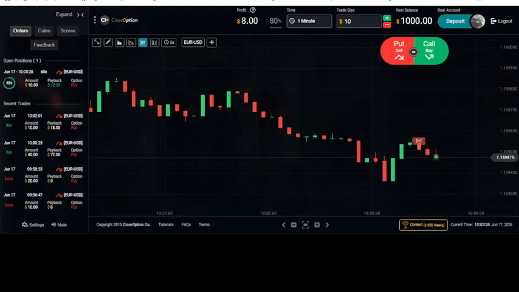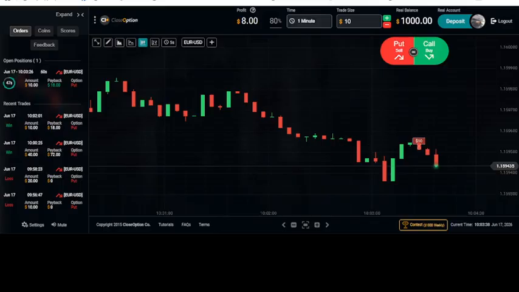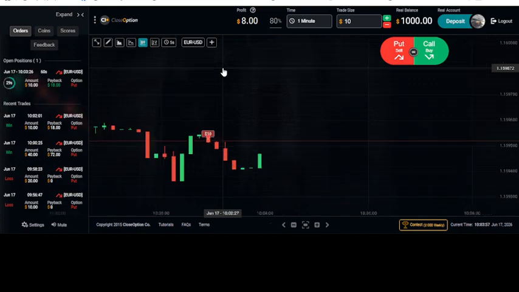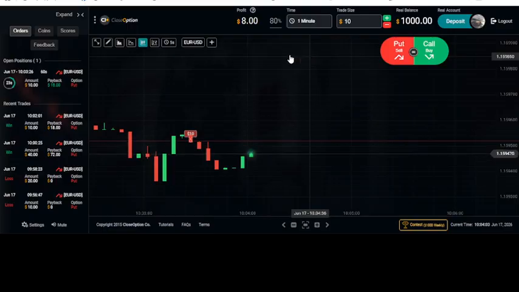Okay, so the technical indicator is still telling us here on the 1 minute, all the oscillators are recommending sell. The moving average is strong sell. Summary is a strong sell. So let's check the results of this trade at the end of the 60 seconds on the Euro US dollar.